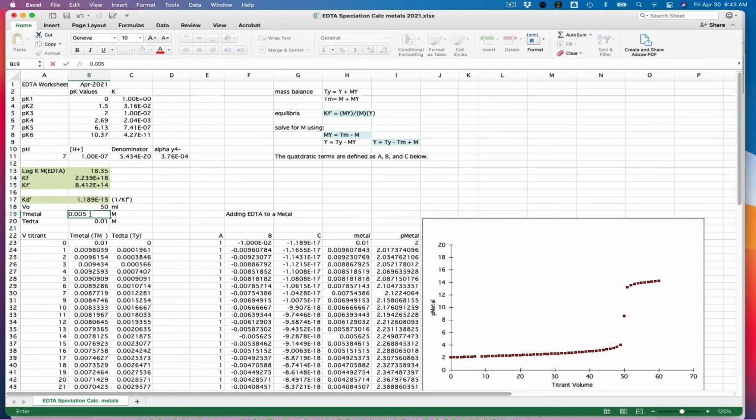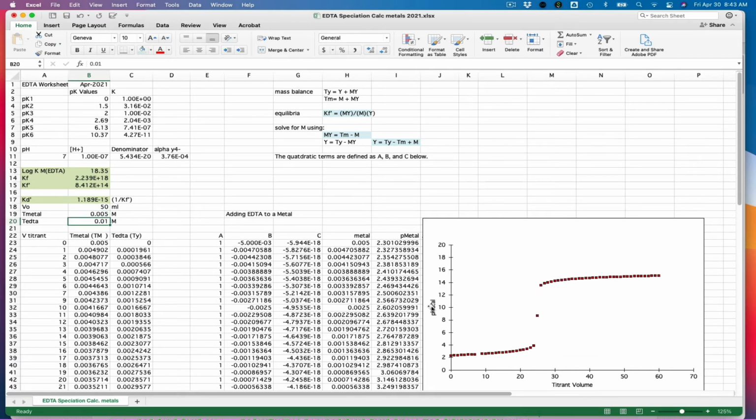Okay, now I put in half as much metal, kept the volume the same. All right, half as much metal and concentration. Again, the equivalence volume changes to 25 mL. Notice that this point right here, the halfway point, is independent of the concentration of the initial metal and the volume. It is the stoichiometric point, and it turns out to be effectively very close to the square root of the KD.